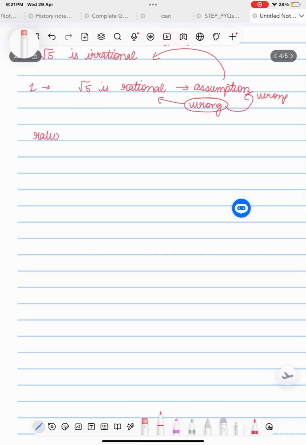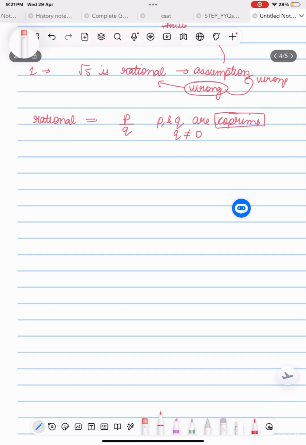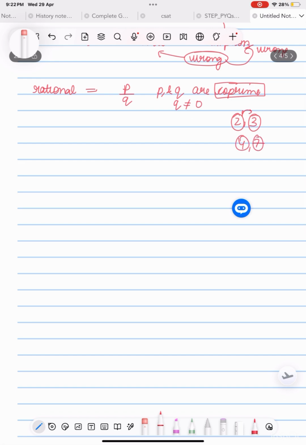Okay. Now, what is a rational number? A rational number is anything that can be written in p upon q form, where p and q are coprime and q is not equal to 0. Coprime numbers are those which are not further divisible, which are not present in each other's table or any other common number's table at all. For example, 2 and 3 are coprime. 2 and 3 are not present in each other's table or any other table. For example, 4 and 7, all these are coprime numbers.